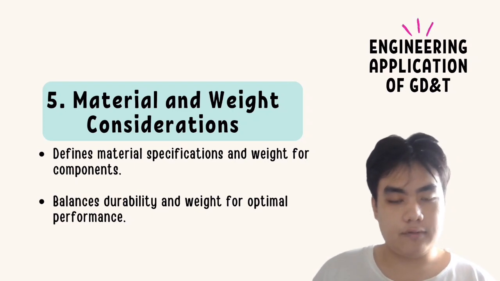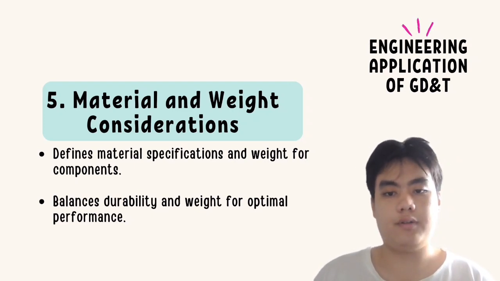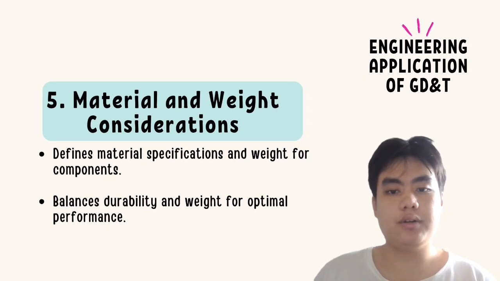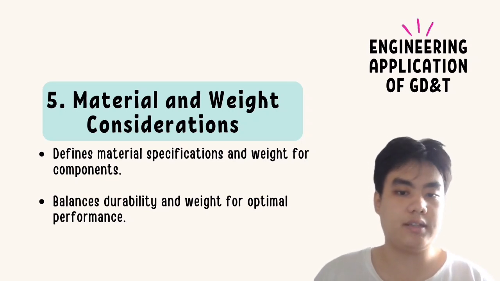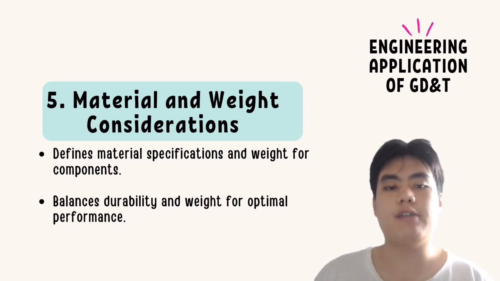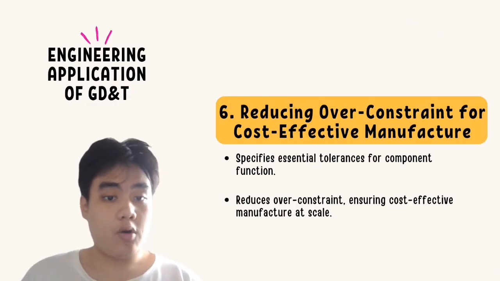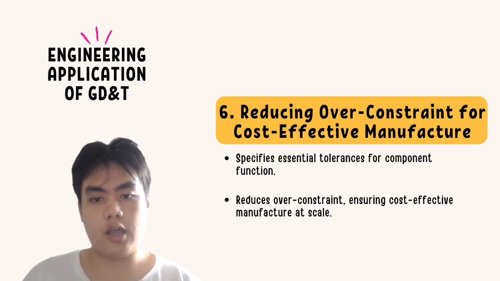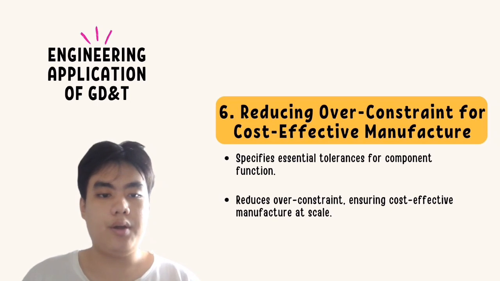It's not about how things fit together, it's about what they are made of. GD&T defines material specification and weight for components, striking a delicate balance between durability and weight for optimal performance. This meticulous approach ensures that our products are not only precise in dimensions but also engineered for efficiency and durability. Let's explore how GD&T helps in reducing over-constraint, ensuring cost-effective manufacturing at scale.